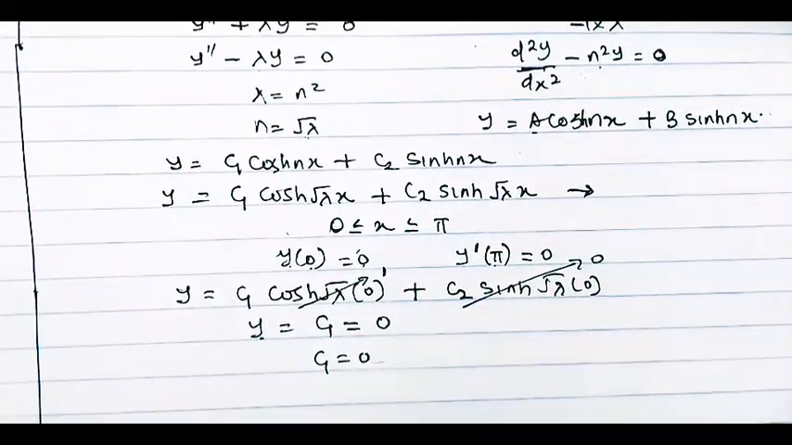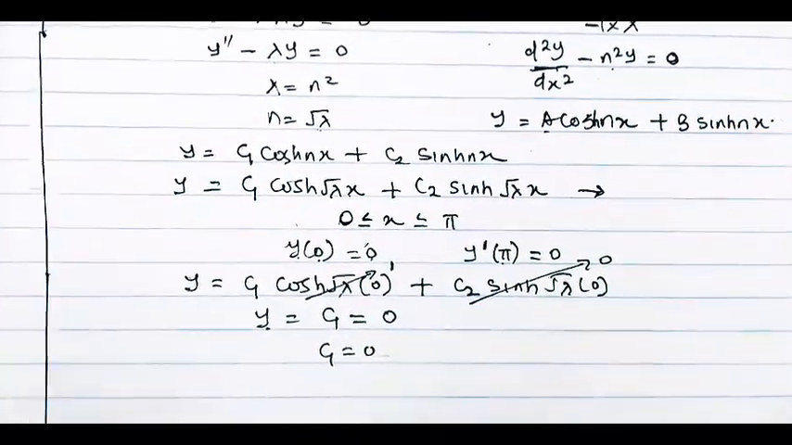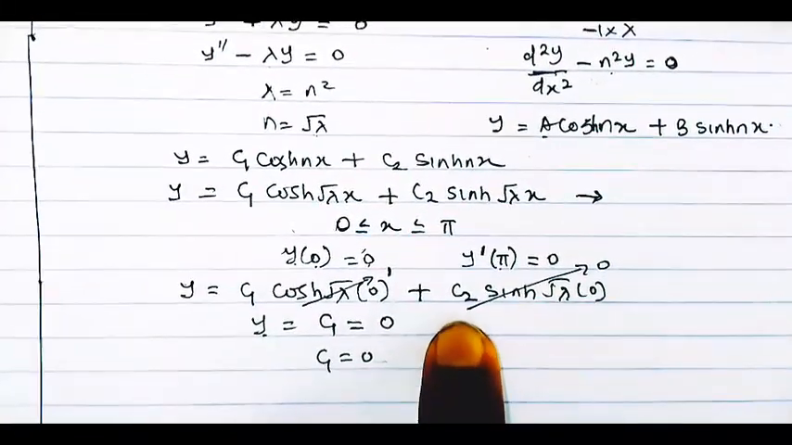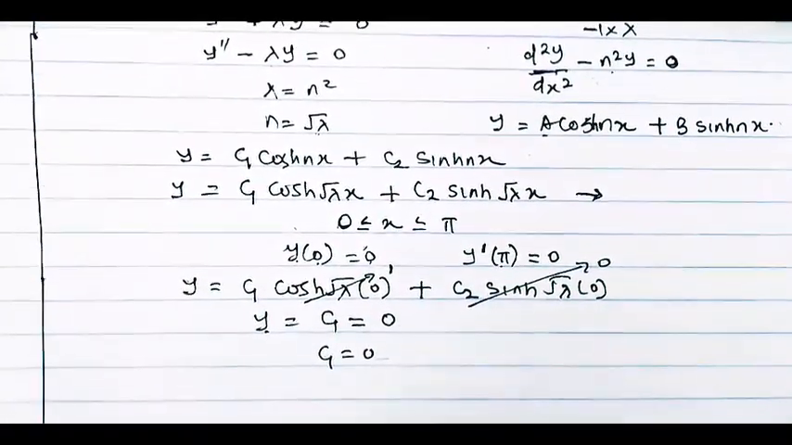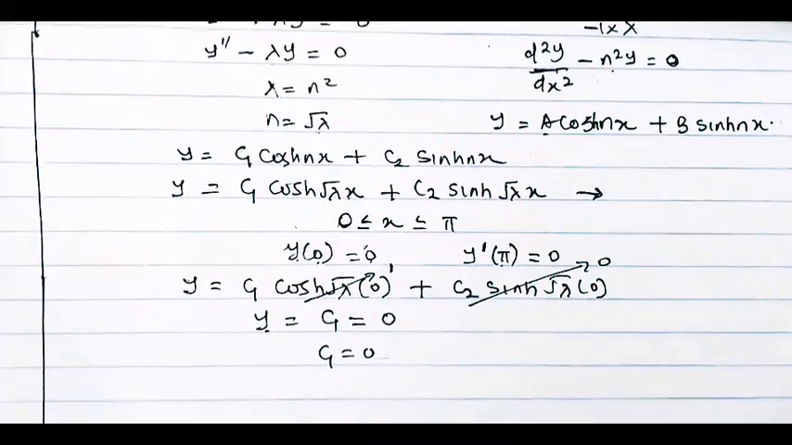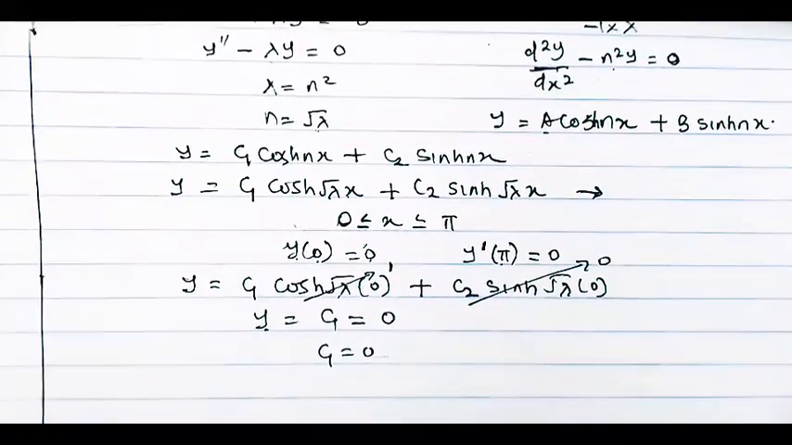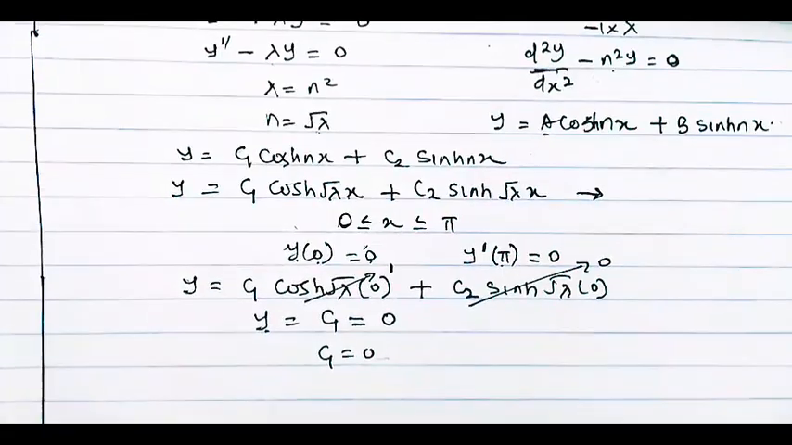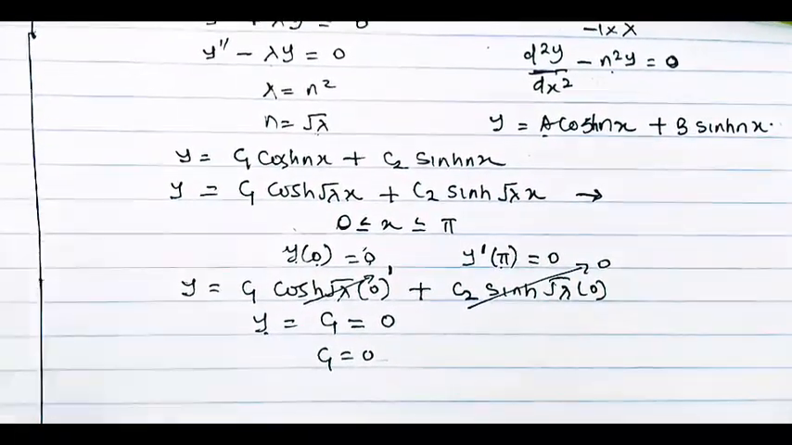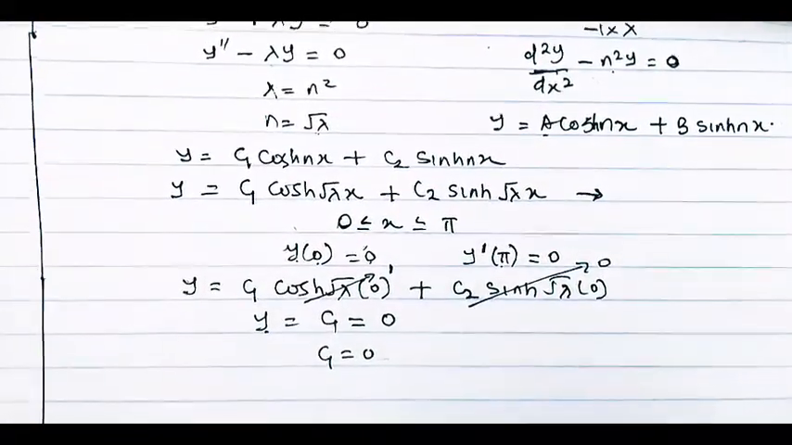Now, if you can remember, I said from the first problem we solved, if c1 and c2 are both 0, the equation is a trivial solution. Why? Because if c1 is 0, this is 0, and if c2 is also 0, this is also 0, which makes y equal to 0. And if y is equal to 0, we have a trivial solution. But if c1 is 0 and c2 is not 0, it is not a trivial solution. Or if c1 is not 0 and c2 is 0, it is not a trivial solution. So that's that. Let's check the second boundary condition.